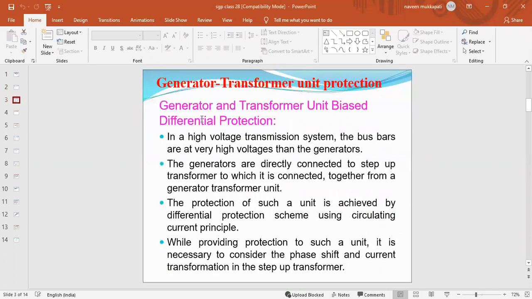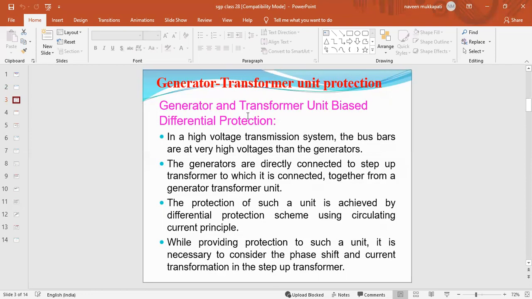In generator and transformer protection, we use different protective devices for protection against earth faults, interturn faults, phase-to-phase faults, and also leakage of flux. All of these are protected using this interconnected generator and transformer protection. First, we use the differential type of protection, that is the generator and transformer unit biased differential protection.